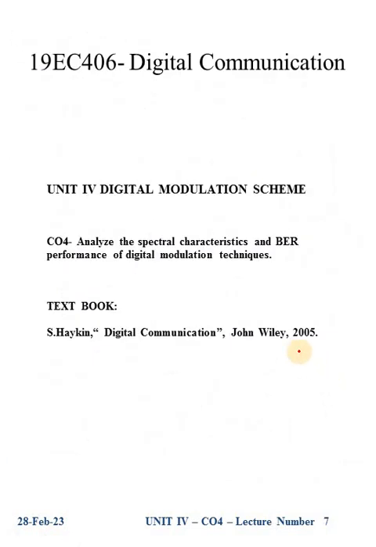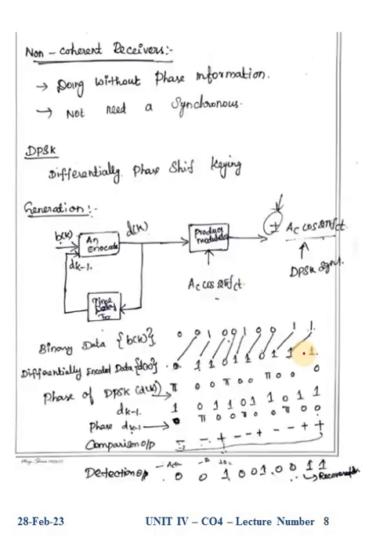Hello students, today's class is non-coherent receivers. This is the last topic in your fourth unit. In the previous lectures we discussed various digital modulation techniques, their corresponding bit error rate performance, and signal space analysis. In this lecture we are going to discuss non-coherent receivers.